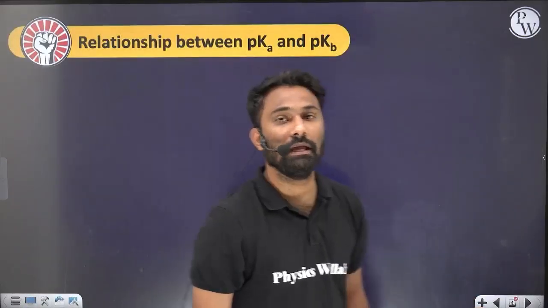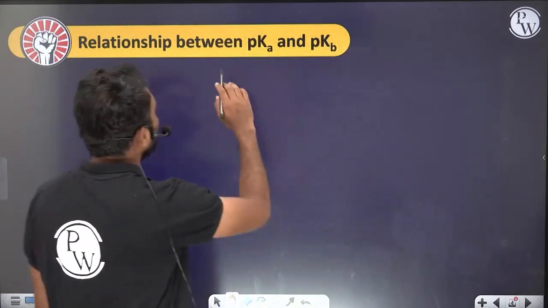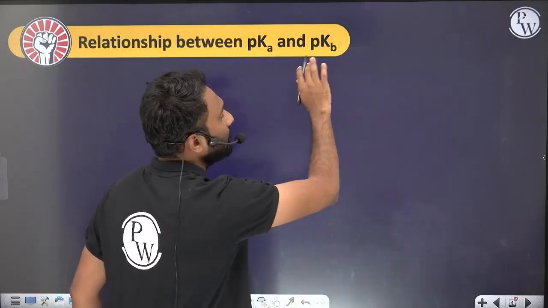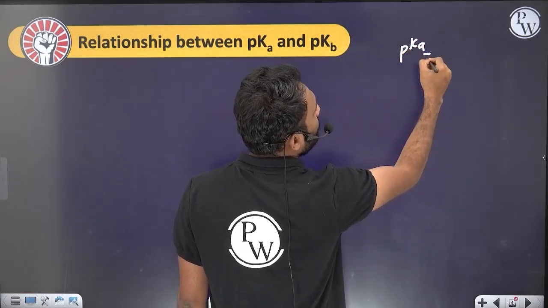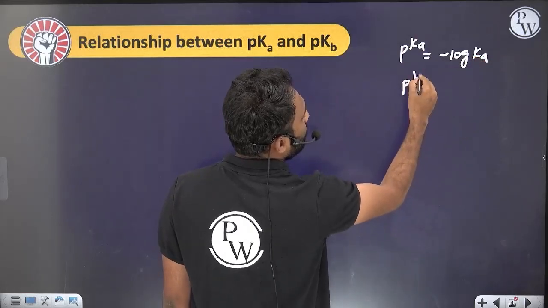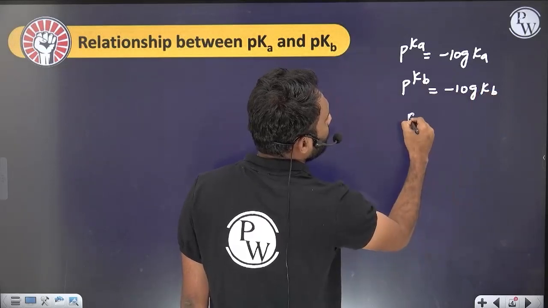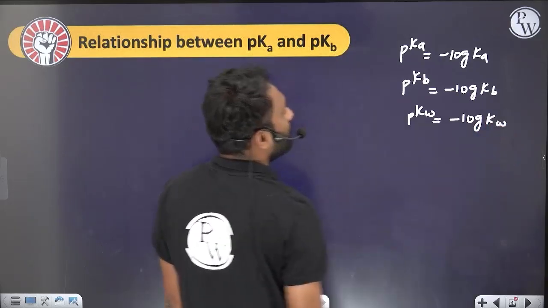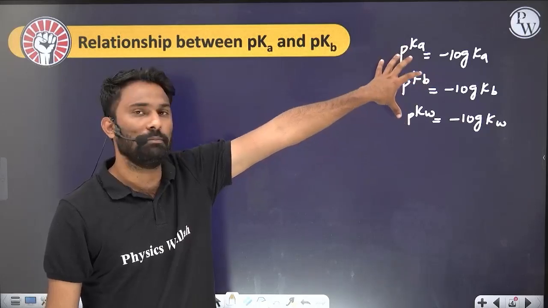Relationship between pKa and pKb. Now, what is the relationship between pKa and pKb? To start this topic, first we have to know pKa is equal to negative log of Ka. Now pKb is equal to minus log of Kb. Now pKw is equal to minus log of Kw. We have to remember this.